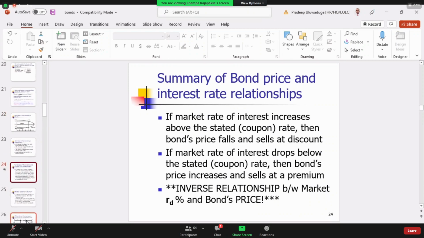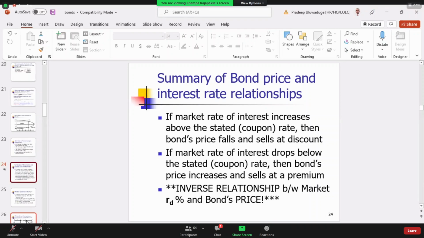Summary of bond price and interest rate relationships. If the market rate of interest increases above the stated coupon rate, then the bond price falls and it sells at a discount, right? So we saw it: 10% coupon rate, 10% discount rate, the bond is selling at 1,000 or the face value. The discount rate goes up to 13% and the bond will sell below par. Interest rate increases, it will sell at a discount.